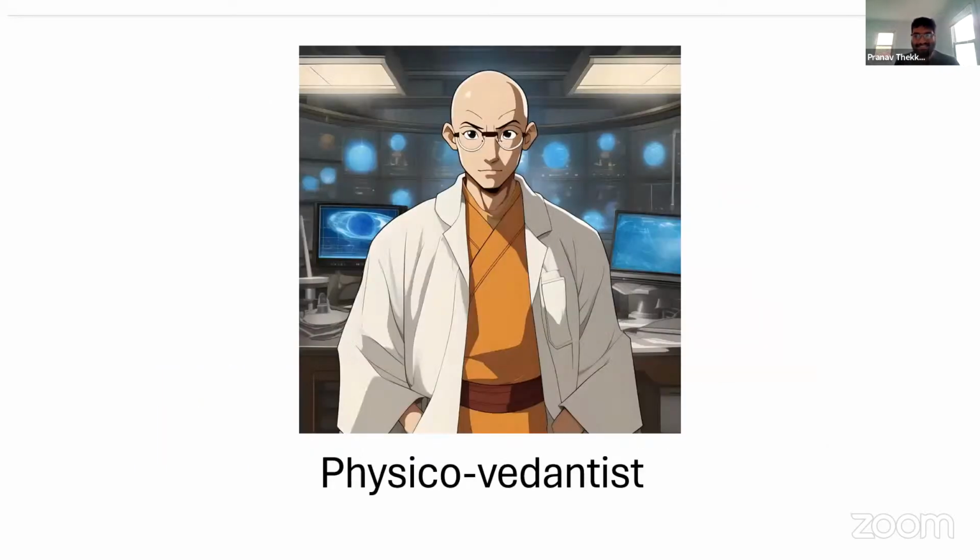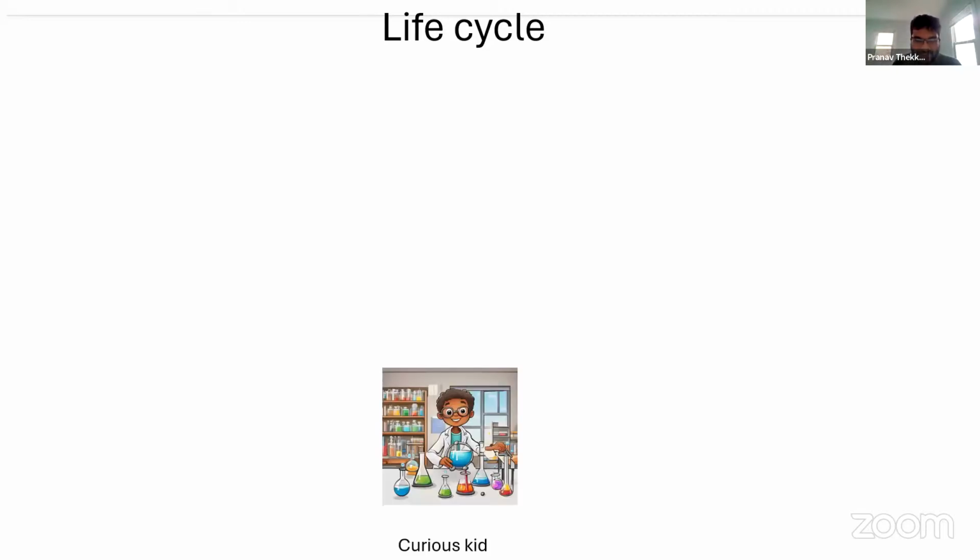So this is when finally this scientist, the physicist, understands these concepts of Vedanta, studies them under a realized master, and then becomes this guy called the Physico-Vedantist. This is the final stage of that person, the Physico-Vedantist. And this is the concept that I wanted to introduce by taking this life journey. In this final slide, I just wanted to summarize this life cycle. So you start off with a kid.